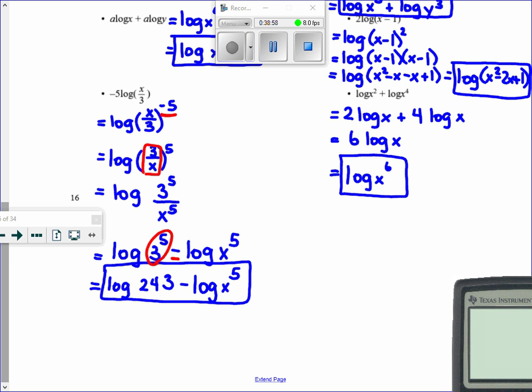The other thing I could have done is right from here, when I noticed that it was both base 10 and they're being added, then that's the same thing as, in a different color, it's the same thing as log of x, and then I would add my exponents, which is x to the 6th, which is the exact same thing I got there, right? So there's ways to check it using what you know about laws of exponents and laws of logs.